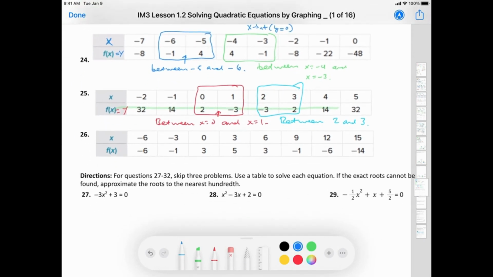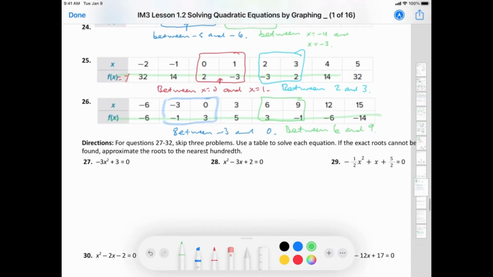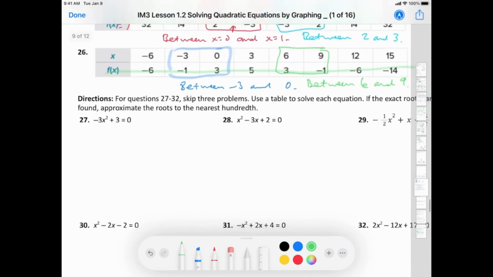All right, number 26. Again, just focus there at the bottom. You're looking for a change between positive and negative. Here is my change between positive and negative. So we can say between, this one's tricky, negative 3 and 0. And over here, so I can say between 6 and 9.